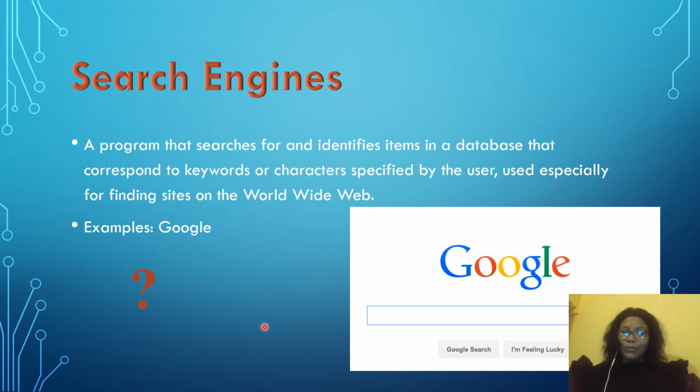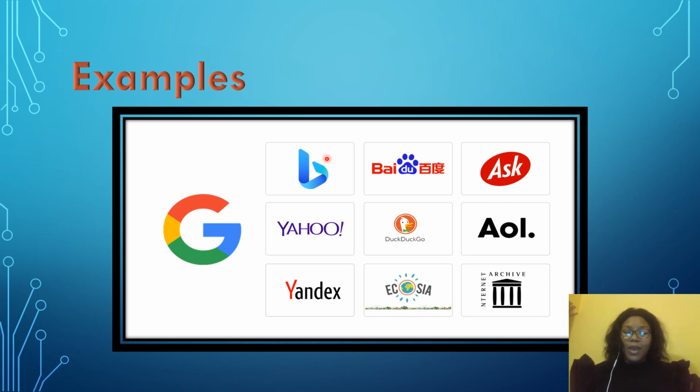Pause the video and tell me some examples of search engines that you use on the daily. Here are some examples of search engines. We have Bing, which is very popular, Yahoo, Yandex, Ask, and many others that are here and exist on the World Wide Web.